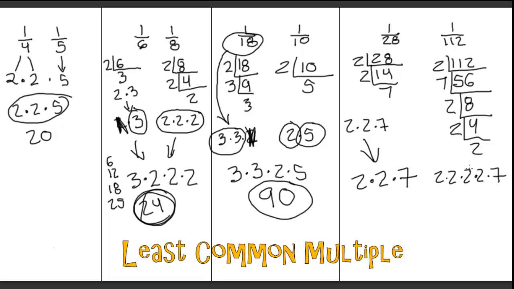Right now, 112 has the most 2s. So we're going to circle the 2s that 112 has and destroy the 2s that 28 has. Now it's a tie for 7. So since we kind of screwed the number 28 on its 2s, we're going to use its 7 just to be nice and get rid of 112's number 7 over there. So here are your prime factors that are going to give you your least common multiple. It's going to be 7 times 2 times 2 times 2.